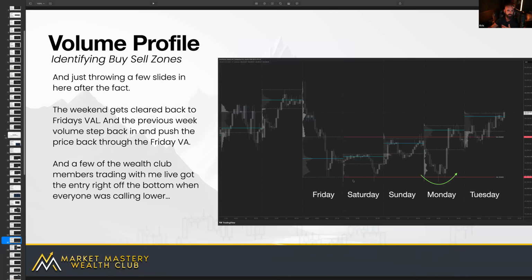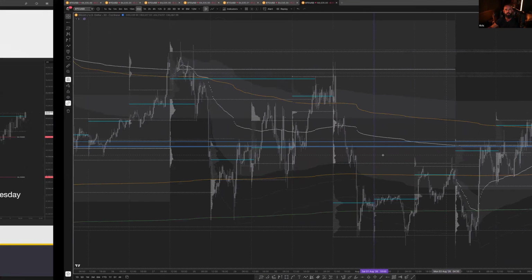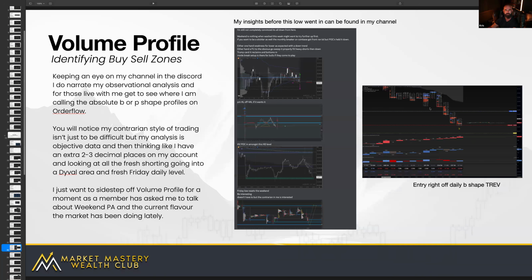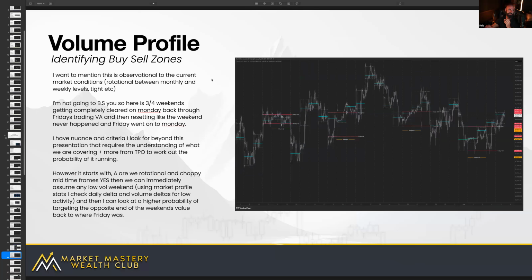Okay, so that's what you're able to do, knowing where you are, where you can execute, and then looking at things like order flow to actually be able to take trades from. Okay, so I want to mention this observation relating to the current market conditions, rotational between monthlies and weeklies and dailies, as we've shown. I'm not going to bullshit you here, okay?